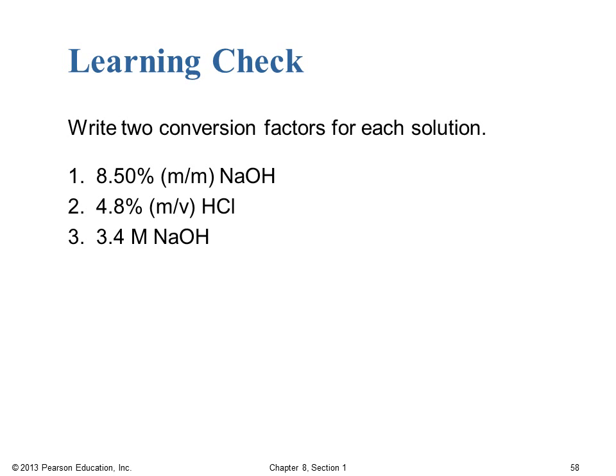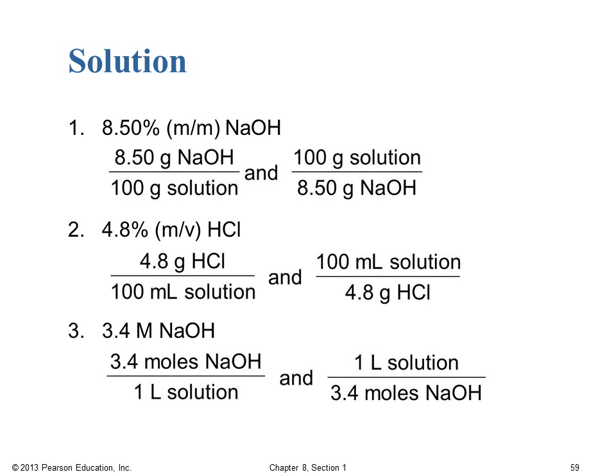All right, so here we're just practicing writing out the conversion factors for each of these. For number 1, if we have 8.5% mass by mass of sodium hydroxide, we could just show these conversions here. It'd be easier to explain. We have 8.5 grams of NaOH per 100 grams of solution. Or we could write it just the opposite. In 100 grams of solution, we have 8.5 grams of NaOH.